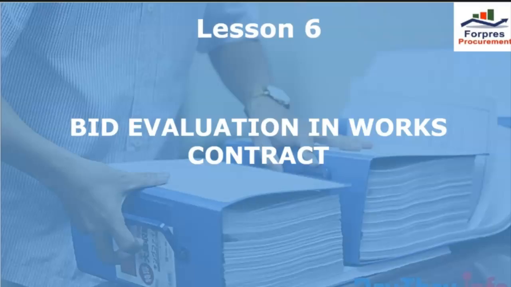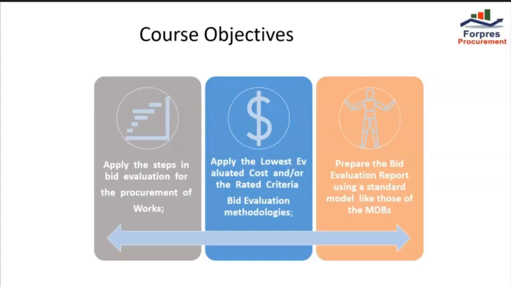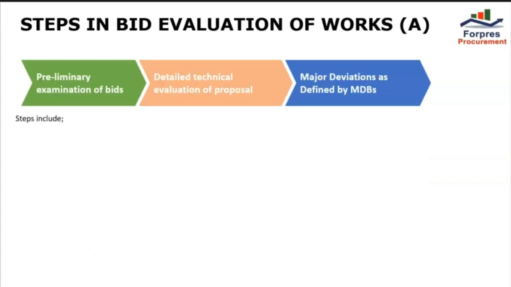The title of this lesson is Bid Evaluation in Works Contract. Here are the lesson objectives for this short lesson. At the end of this short lesson, you will be able to apply the steps in bid evaluation for the procurement of works. You will also be able to apply the lowest evaluated cost and/or the rated criteria bid evaluation method. And finally, you'll be able to prepare the bid evaluation report using a standard model like those of the MDBs. Let's look at the steps in bid evaluation of works.